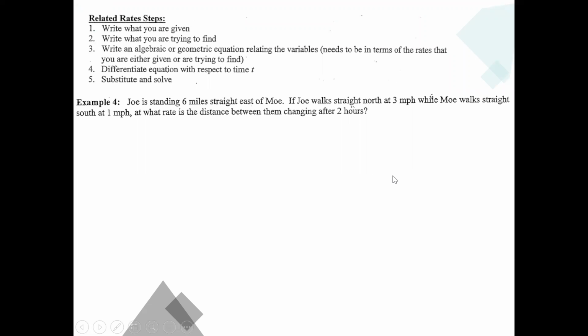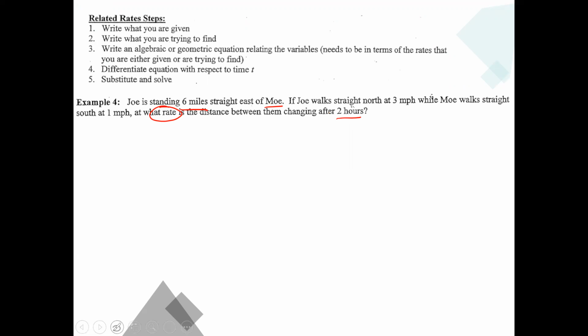So example 4: Joe is standing 6 miles straight east of Mo, so 2 people there. If Joe walks straight north at 3 miles per hour, while Mo walks straight south at 1 mile per hour, at what rate is the distance between them changing after 2 hours?